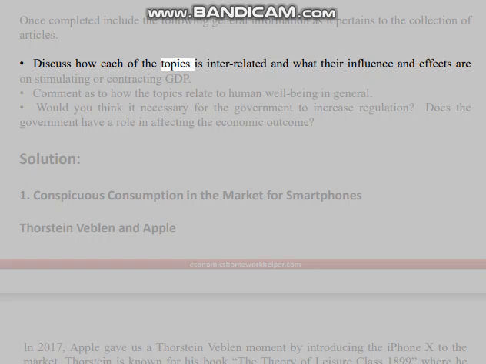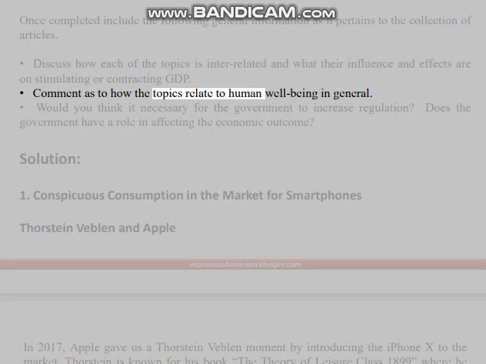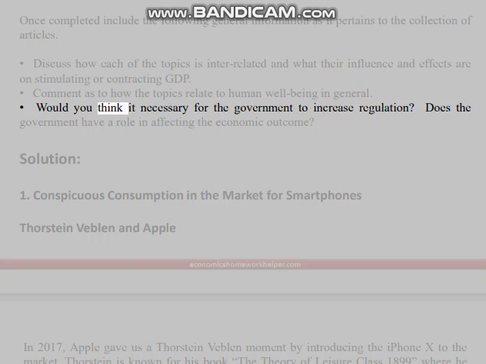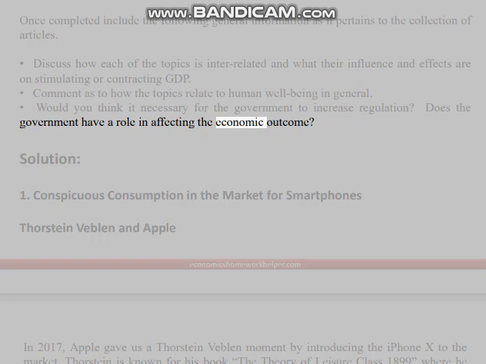Discuss how each of the topics is interrelated and what their influence and effects are on stimulating or contracting GDP. Comment as to how the topics relate to human well-being in general. Would you think it necessary for the government to increase regulation? Does the government have a role in affecting the economic outcome?